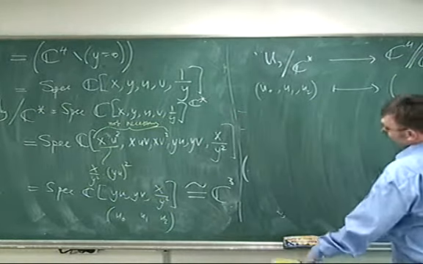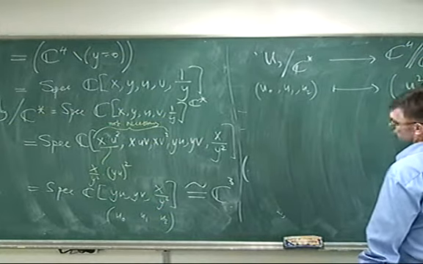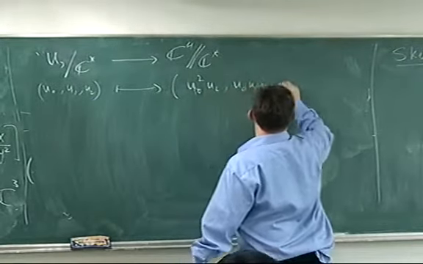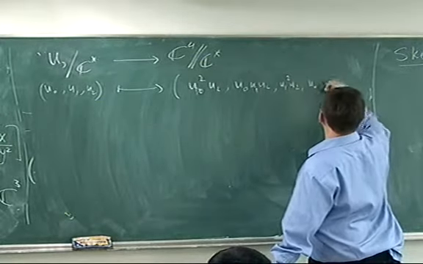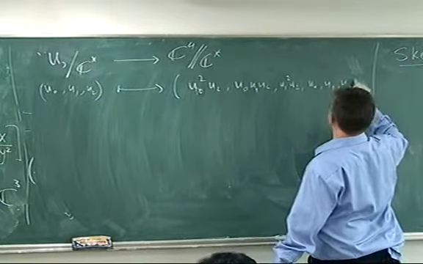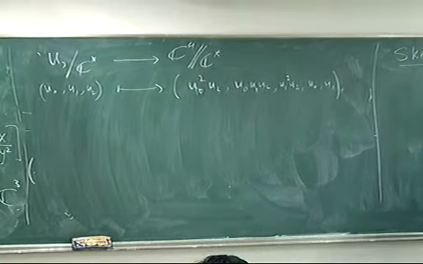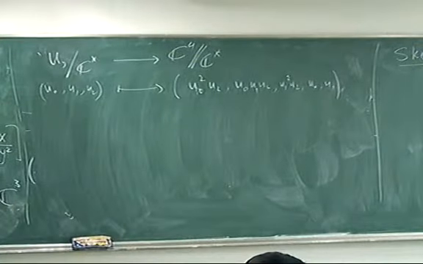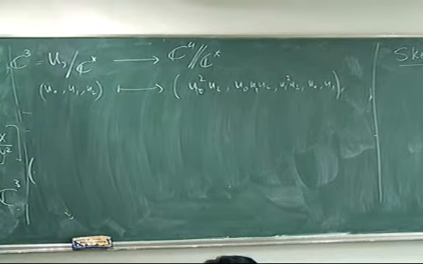It's U1 squared, U0 squared, U2, U0, U1, U2, U1 squared, U2, and then U0, U1. So in other words, I've expressed the original invariants in terms of these U's. And what you see there is, this is a copy of C3, and inside it is the U2 axis.